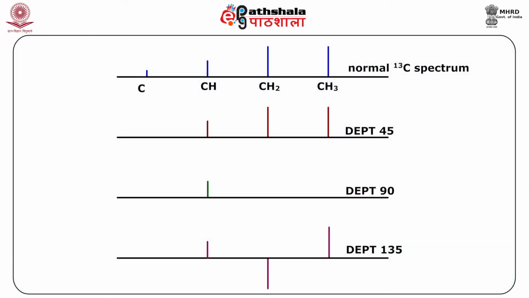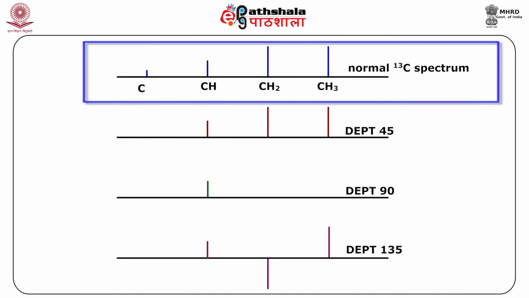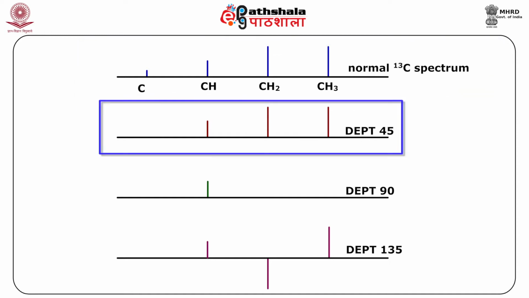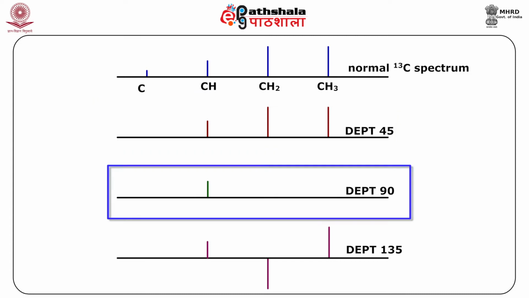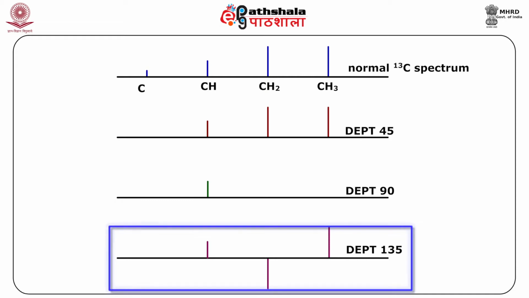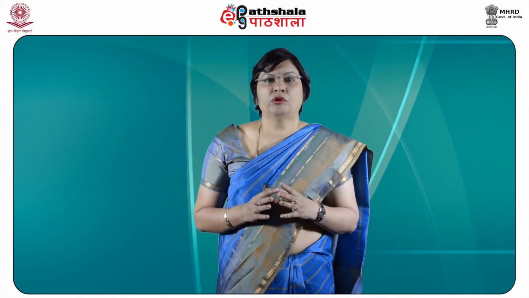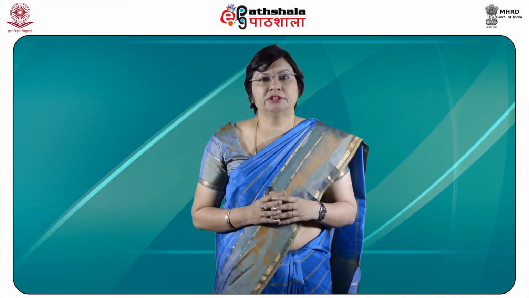And here you can clearly see that the normal spectrum is showing peaks for C, CH, CH2 and CH3, but in DEPT it is corresponding to CH, CH2 and CH3. In DEPT 90 it is only showing the CH, and in DEPT 135 it is showing CH and CH3 as positive, but for CH2 it is showing negative. So, easily you can then identify the type of hydrogens which are attached to these carbons.